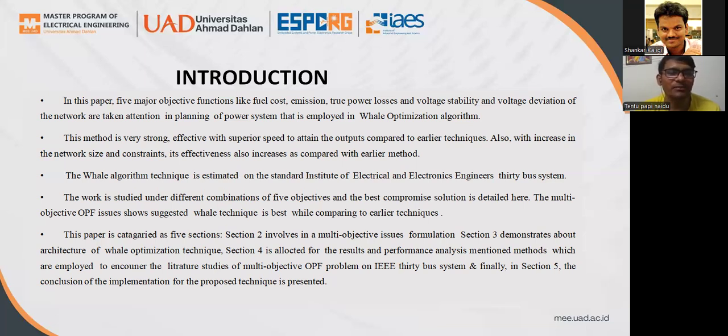This paper is categorized into five sections. Section 2 involves the multi-objective issues formulation. Section 3 demonstrates the architecture of the Whale optimization technique. Section 4 is allocated for the results and performance analysis of the mentioned methods, which are compared against the literature studies of the multi-objective power flow problem on the IEEE 30 bus system. And finally, in section 5, the conclusion of the implementation of the proposed technique is presented.